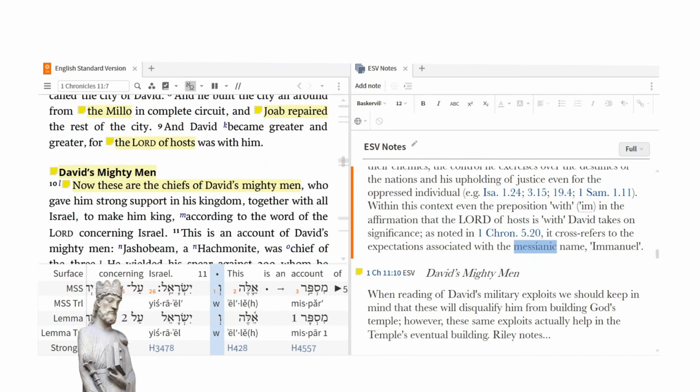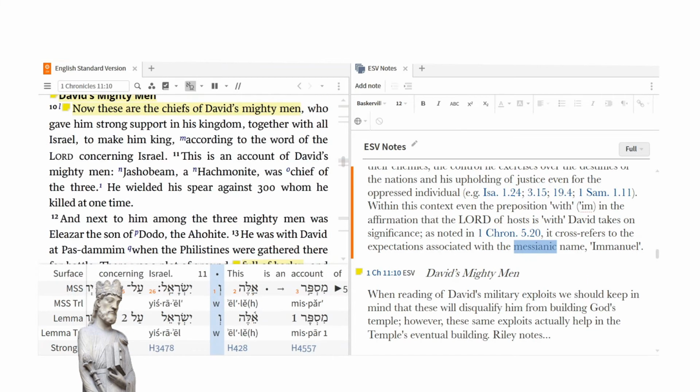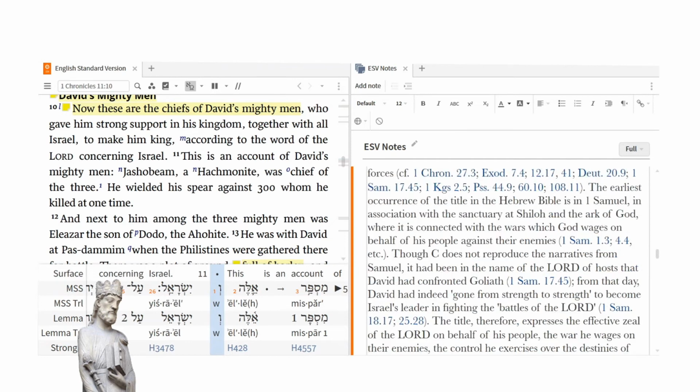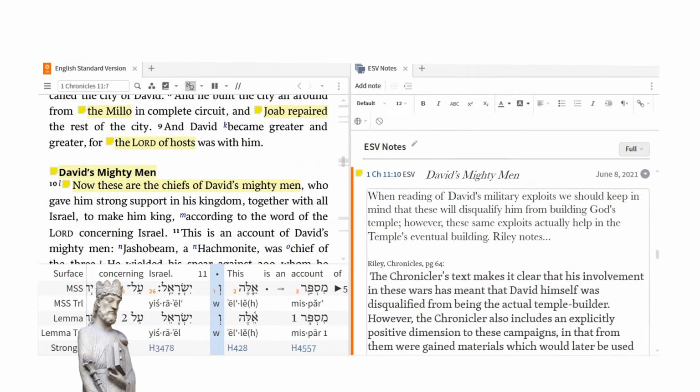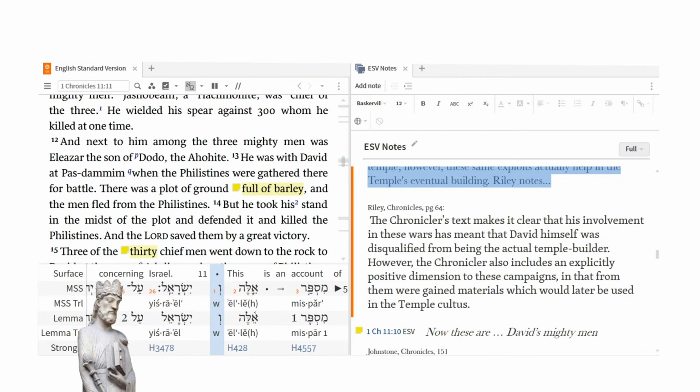Like I said, I'm mostly just going to skip around and pick up on things. So worth noting in here is the fact that what we read through these military exploits, these things are going to disqualify David from being the eventual temple builder because he has blood on his hands, that kind of thing. However, these things actually provide the material that they're later going to use to build the temple. So it does have a positive dimension in it.